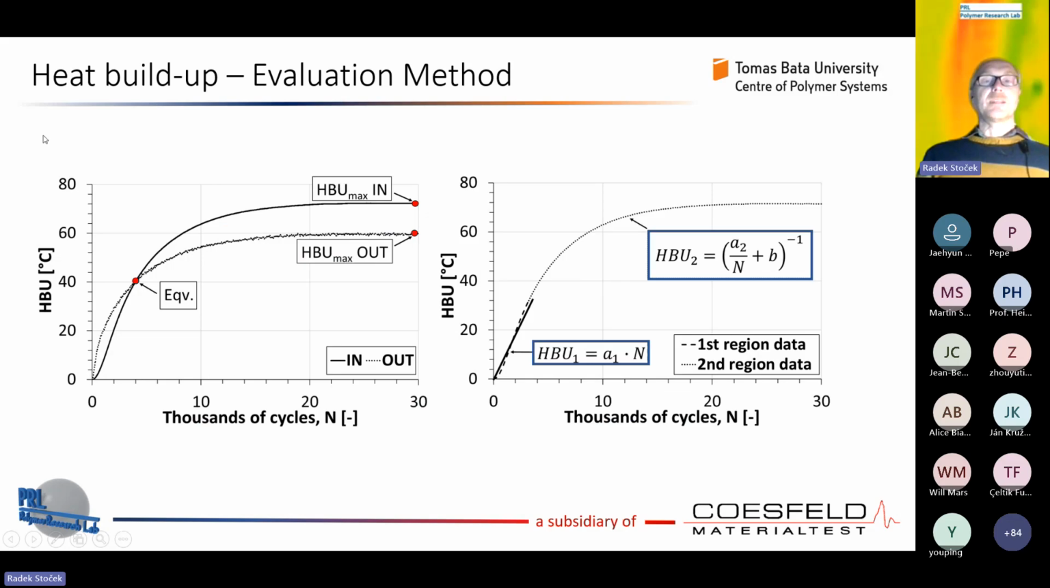Okay, and now this is a very powerful and helpful curve. We describe this curve even mathematically. This description has two parts. The first part is a linear one, which Will showed us, defined by the number of cycles and a constant A1. And then we have a nonlinear part, which is described with this equation, defined by two parameters B and A2.